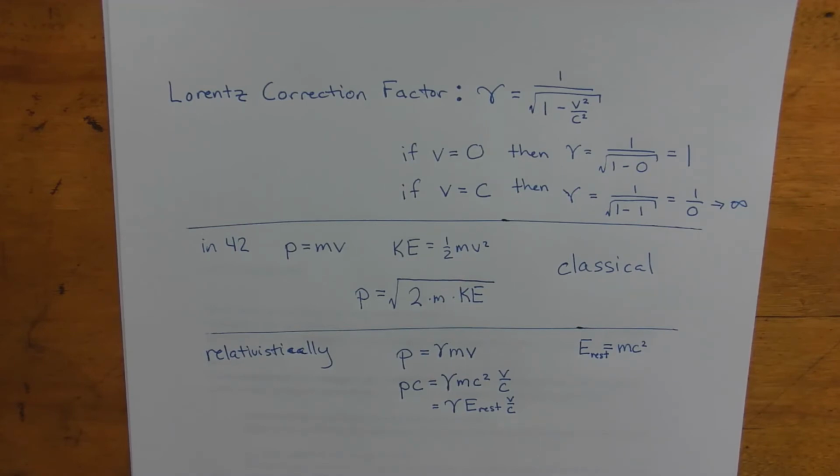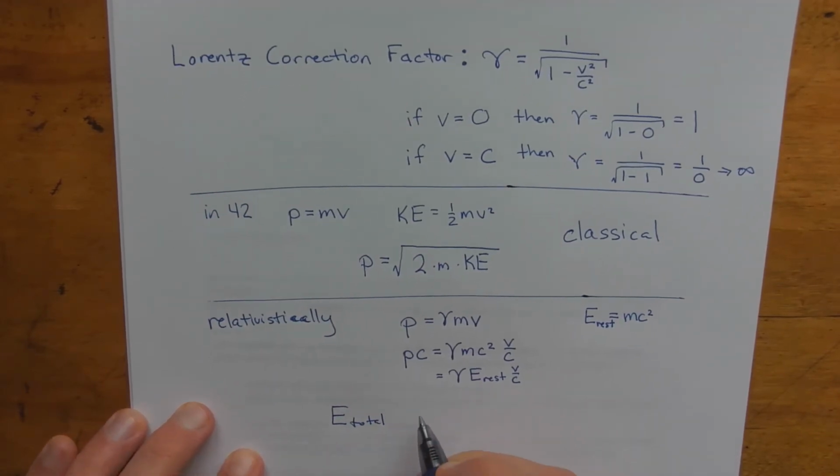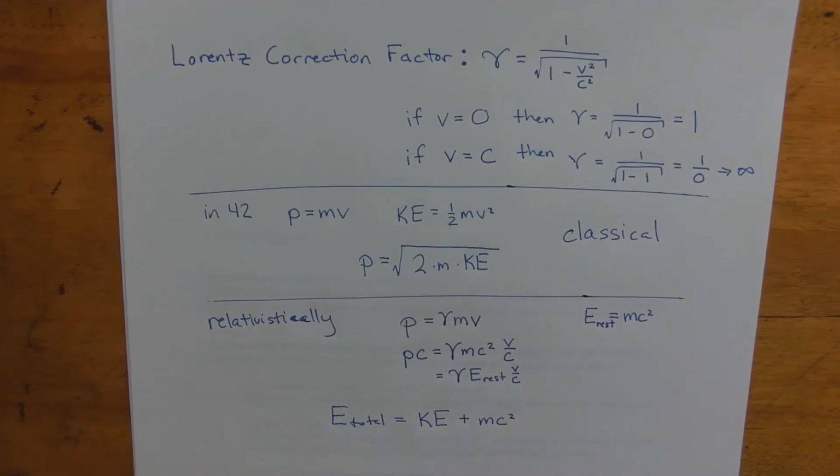Okay, now the equations get a little bit more interesting. We said that the rest energy was equal to mc squared, but if an object is moving around, it has kinetic energy also. So we have E total is equal to the rest energy plus the kinetic energy. So this is kinetic energy plus the rest energy, which I'll write as mc squared. Okay, so you take the rest energy, that's the energy that the object has even when it's at rest. You add to that any kinetic energy that the object has, and you get the total energy.